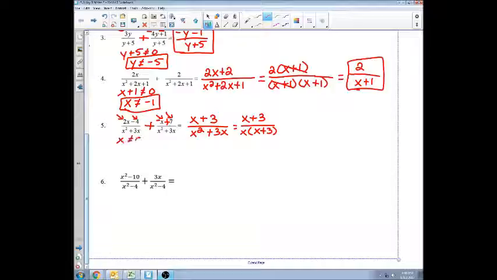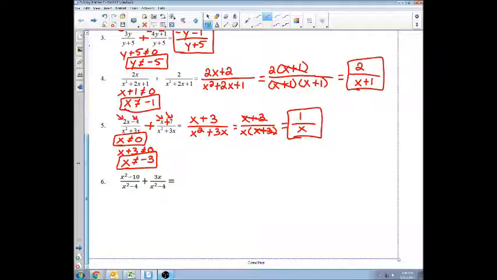Now I can find my restrictions. X cannot equal 0. And x plus 3 cannot equal 0. If I subtract 3, I end up with x cannot equal negative 3. Now, just like in our previous unit, I can go ahead and cancel out what matches. Remember that if everything from my numerator goes away, I end up with 1, and that would be over x. So that is my final answer there.